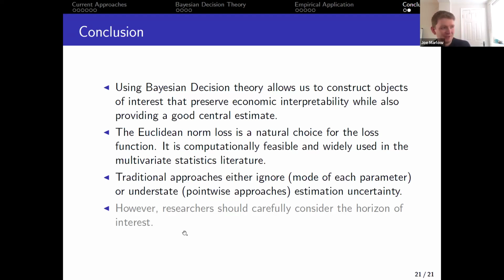Finally, the thing which I didn't have time to cover today is that researchers should also be careful about the horizon length that they select when using joint approaches. The reason for this is that the vector of impulse responses is obviously a function of the horizon length. So if you choose an arbitrary long horizon, it skews the results. It's something you should bear in mind, and it's not been acknowledged in the existing literature. I have a very simple approach for correcting that in the paper, but there's probably more to be done on that. And with that, I'll finish.